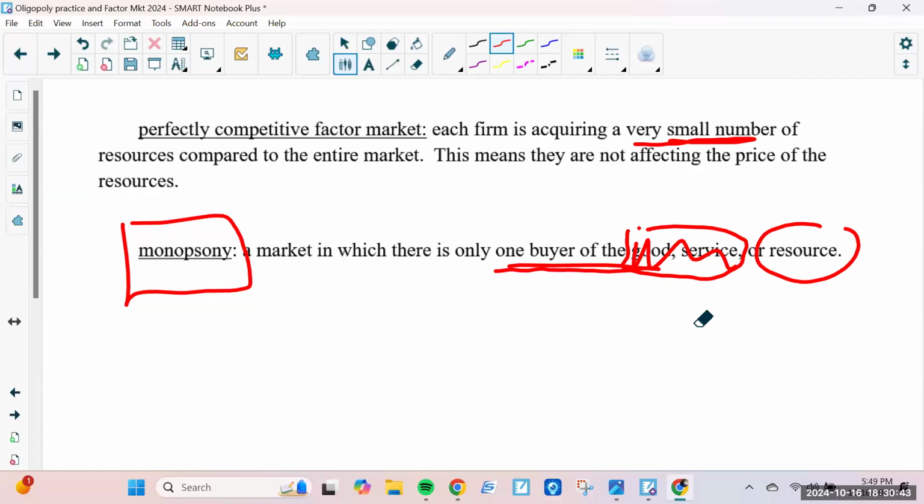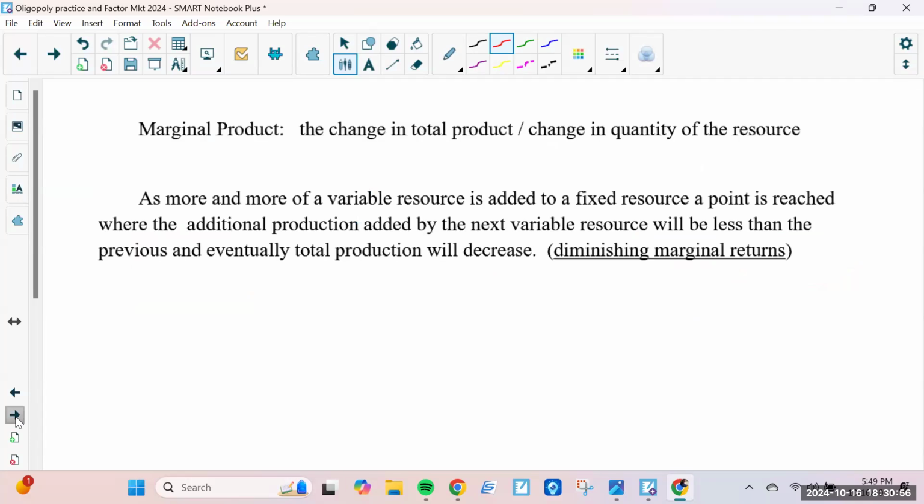Professional sports are sometimes considered monopsonies because if you want to be a professional football player, you work for the NFL and that sort of stuff. But for the most part, monopsonies don't exist. Even perfect competitive factor market, everything's really in between. But what we learn about these guys is so we can then understand how the market as a whole works.